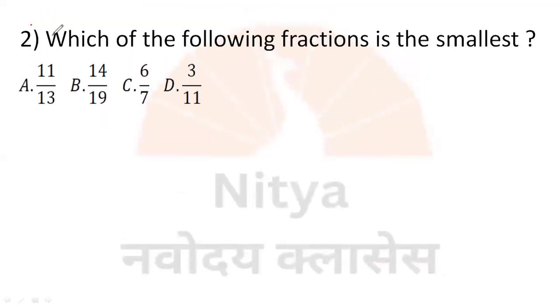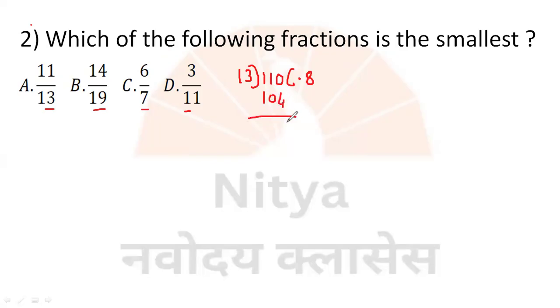Which of the following fractions is the smallest? Okay, but these are unlike fractions because the denominators are different here. So we have to first convert them into decimal numbers. So how do we convert? See here, we have to just divide 11 by 13. So 11 is smaller than 13, so we have to take a point and 0, and 13 8s are 104.